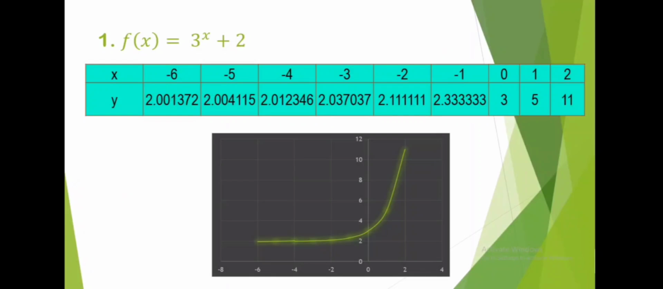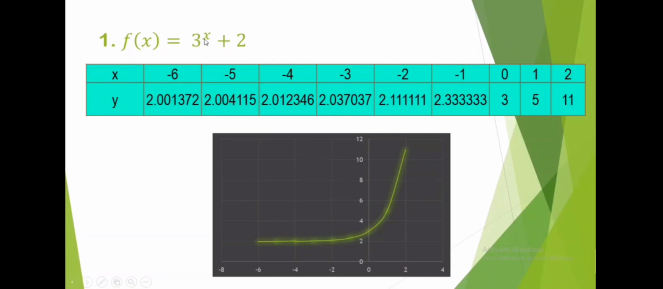Let's start with the first item. We have f of x equals 3 to the power of x plus 2. So let us construct a table of values first. We have our x values from -6 until 2. So it's up to you where to start and where to end. Then substitute the x values to the function to get the values of y. We have, for example, 3 to the power of -6.